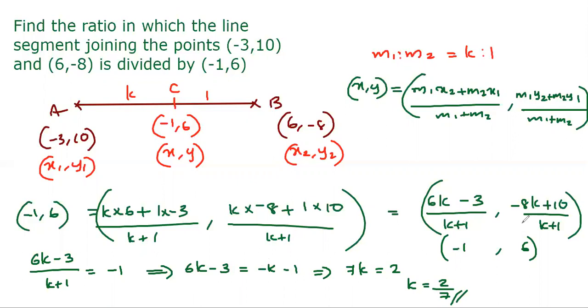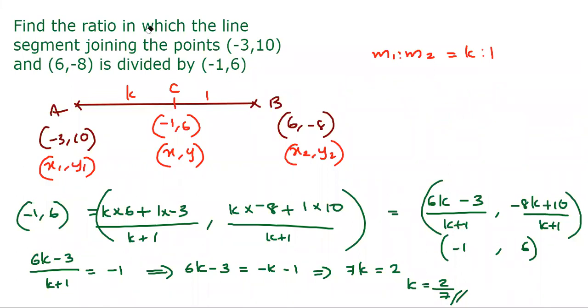If you want to cross check, you can take this y coordinate and equate this to 6. You're going to get again the same value for k. So we got the value of k as 2 by 7. Now look at the ratio of division. K is to 1, or now we can write it as 2 by 7 is to 1.